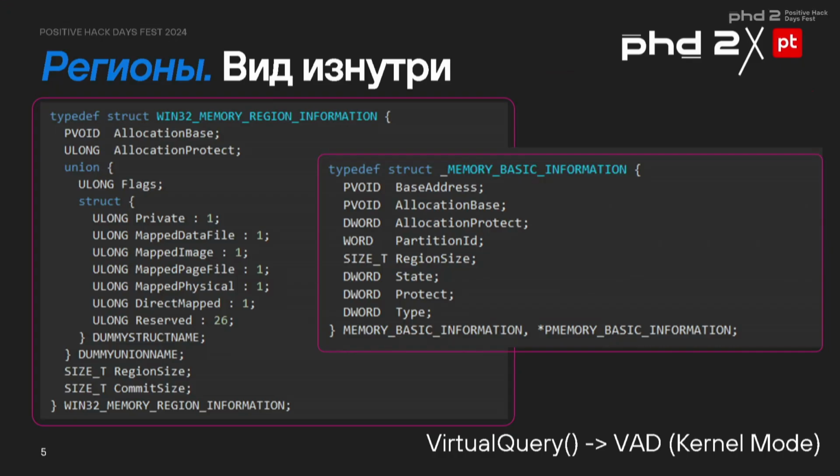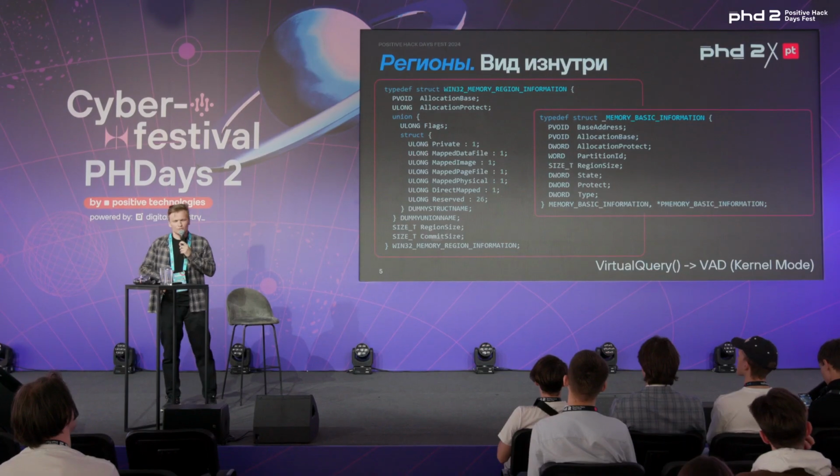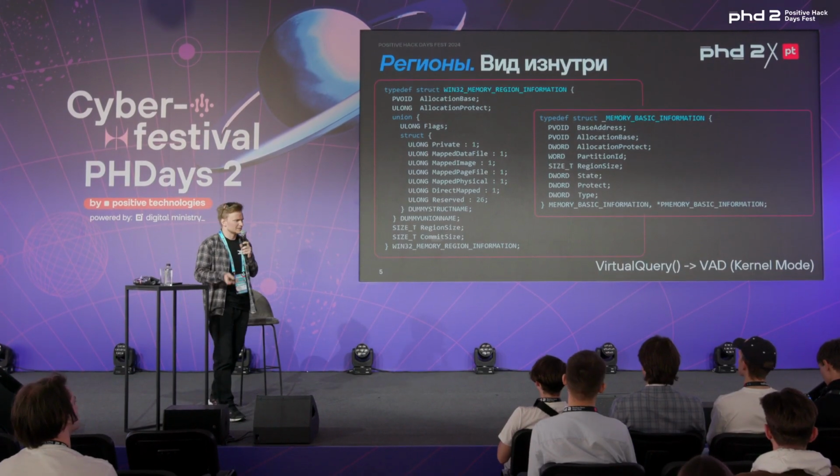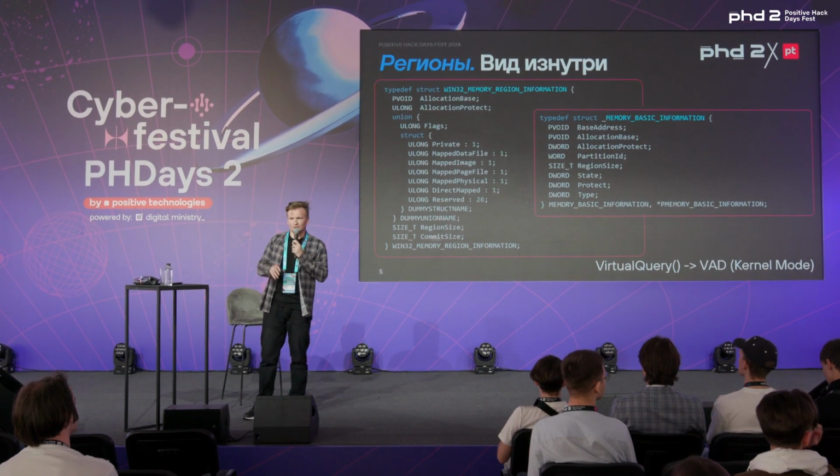Okay, what does it look like inside? Any region is described, so we can get the information using this structure. We can use memory basic information or memory region information. And you can find it through VirtualQuery, it's under the hood, and so on and so forth. So I think you can get it.